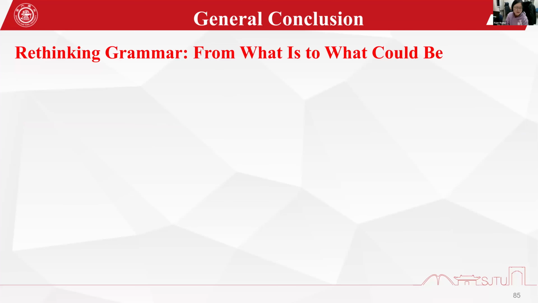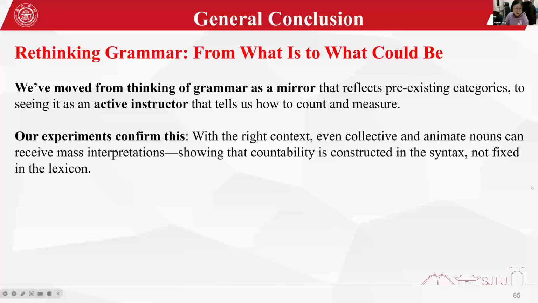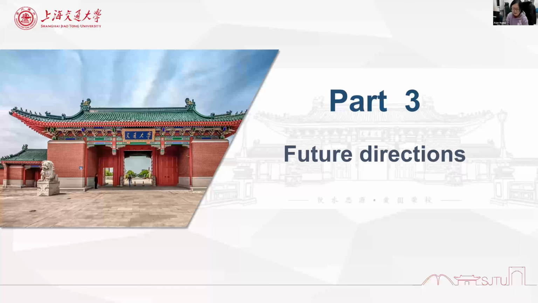Let's have some general conclusions. With these results, we can rethink our grammar. I think we should be confident to say we should think of grammar as a mirror that reflects pre-existing categories seen in the world, rather than an instructor that tells us how to count and measure. Our experiments confirm this: with the right context, even collective and animate nouns can receive a mass interpretation, showing that countability is constructed in the syntax, not in the lexicon. This insight came from methodological advancement. By using a truth-value judgment task instead of a quantity judgment task, we moved beyond measuring preferences to test all the grammatically possible interpretations.